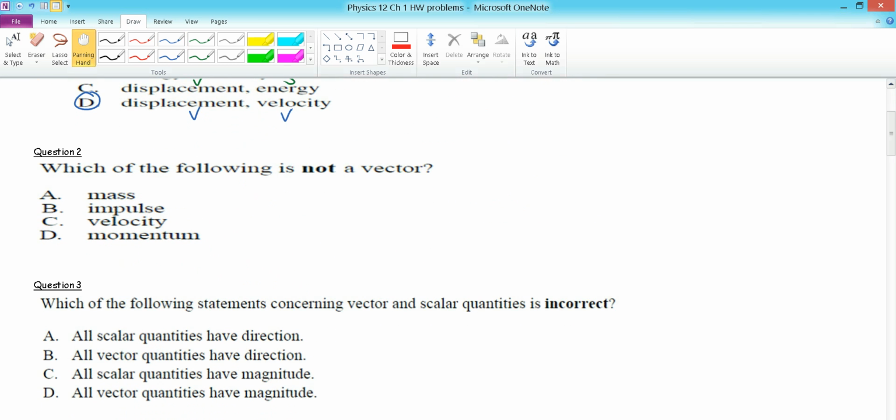All right, question number 2. Which of the following is not a vector? So not a vector, that's the same thing as finding a scalar. All right, and a scalar has a magnitude only. All right, so mass by definition is a scalar. Impulse is a vector, velocity is a vector, and momentum is also a vector. So vectors have magnitude and direction. So for question number 2, the answer would be A.